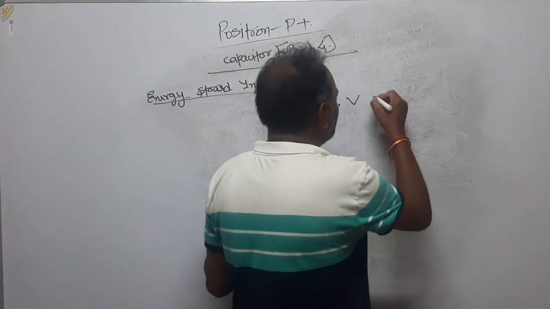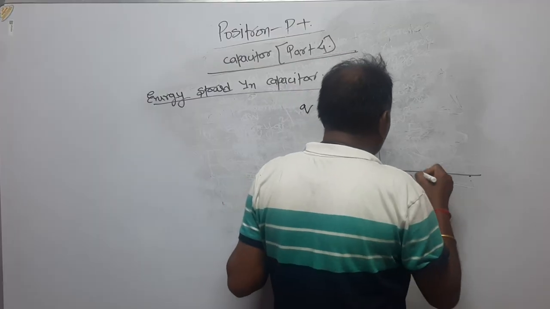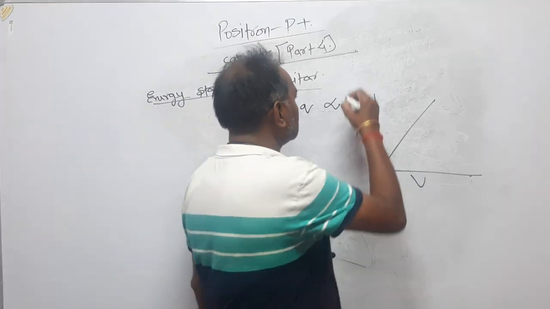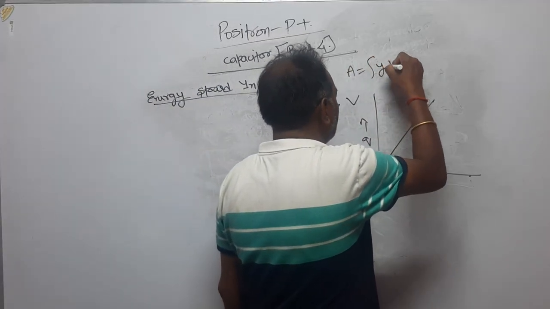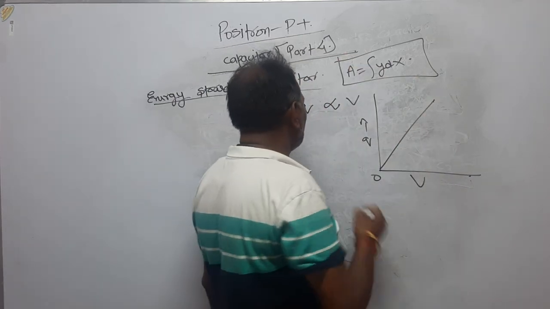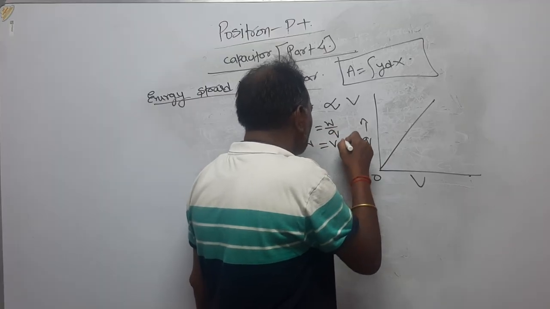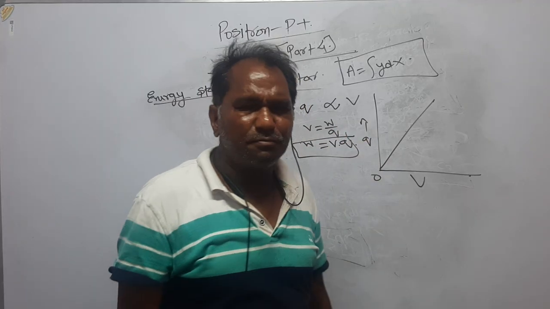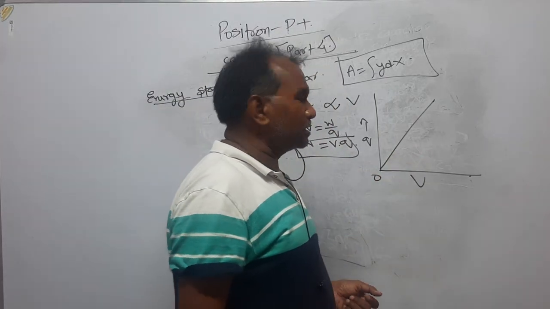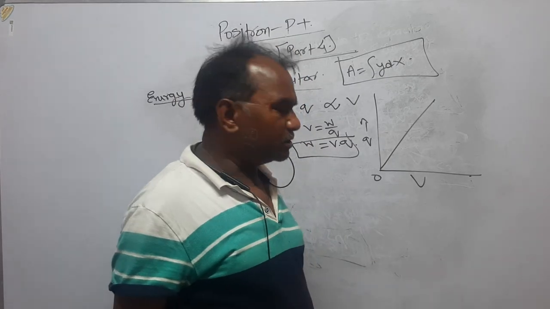It means if a graph is plotted between Q and V, this graph would be a straight line. If the graph is between y and x, the area works out to be the integral of y dx, right? Now, V is equal to W upon Q, or W is equal to V into Q. So if the graph is between V and Q, the energy stored will be W equal to V into Q.